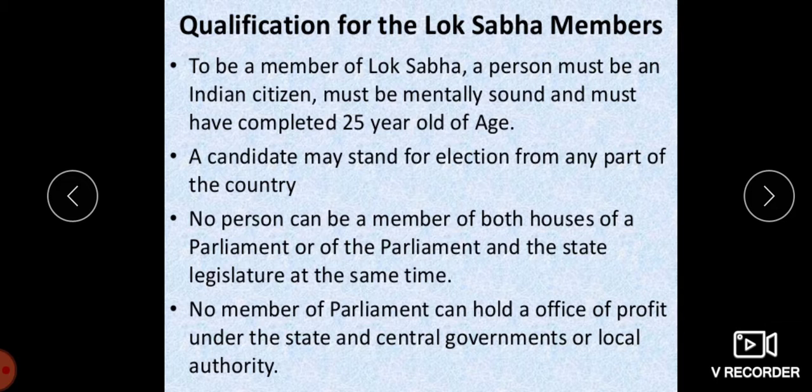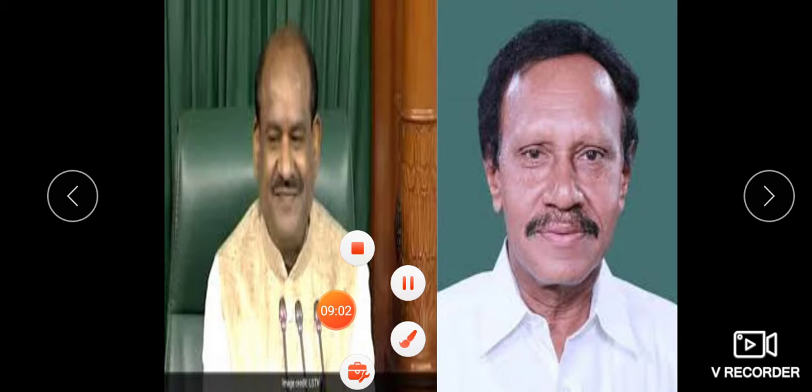Now let us move on to the elections. How is a Speaker elected? The Speaker of the Lok Sabha is elected from among its own members soon after the newly elected House meets for the first time. When the House is dissolved, the Speaker does not vacate his office. He remains in office till a new Speaker is elected by the new Lok Sabha.